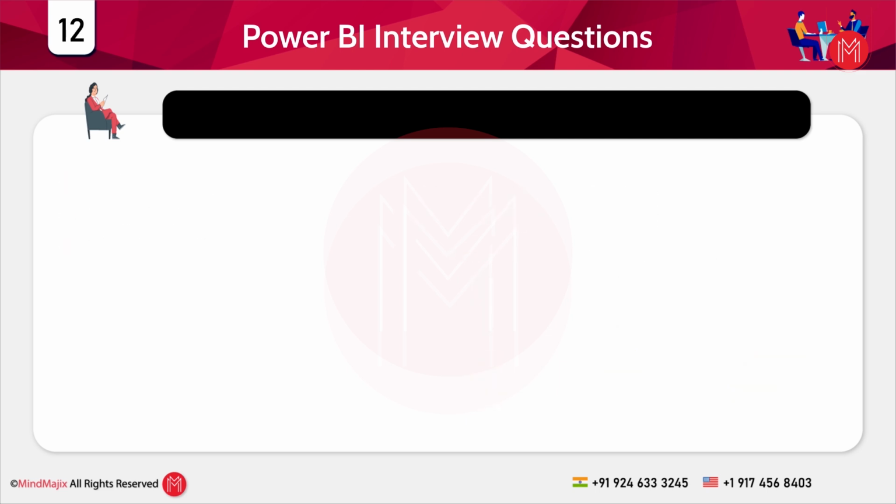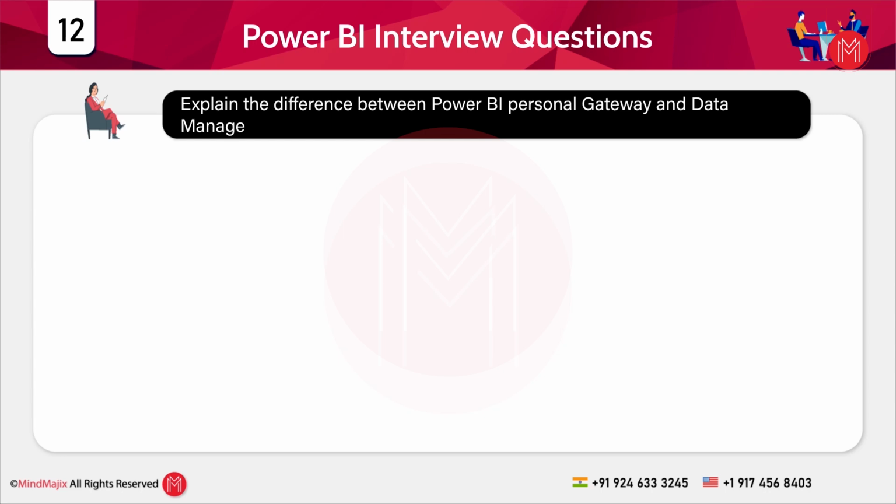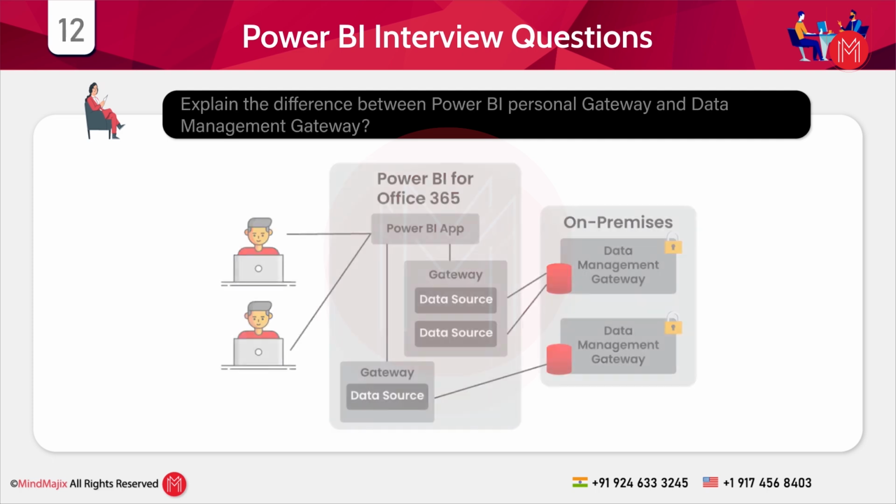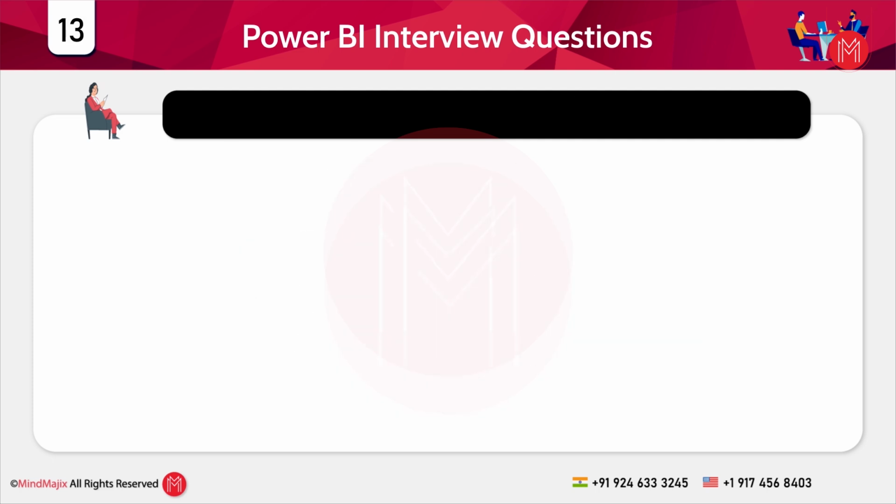The next question is, explain the difference between Power BI Personal Gateway and Data Management Gateway. Power BI Personal Gateway is used for reports that are deployed in powerbi.com, whereas Power BI Data Management Gateway is an app that installs the gateway on source data machines to deploy reports on SharePoint and schedule them to refresh automatically.